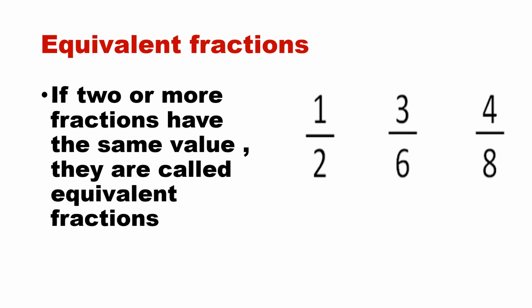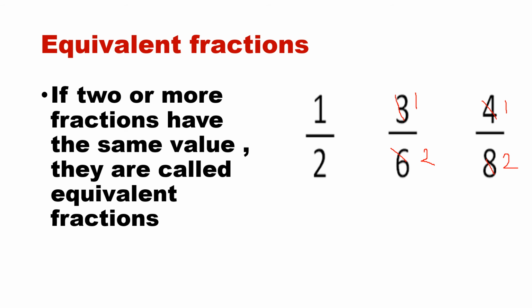Half of the thing. Or we know that we can simplify it as 3 ones are 3, 3 twos are 6. So again what we get? Half. And here 4 parts out of 8. So that is again half of it. That means we are getting half of the thing. Like 4 ones are 4, 4 twos are 8. So all these fractions are equivalent fractions.